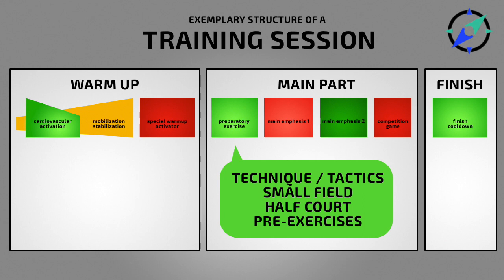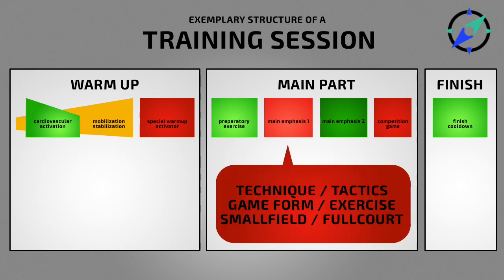Here in my general example, we start with some low intensity technique or tactics exercises, which can be on a small field like half court. It can be ball control exercises with a lot of movements as well, and some pre-exercises to prepare for the main emphasis. The main emphasis can build up on the first exercise, can be a little bit advanced, and it's supposed to be about technique and tactics usually as well. It can be in game form, can be on a small field or full court, depending on the main emphasis of course, what you want to do and the level of your players.